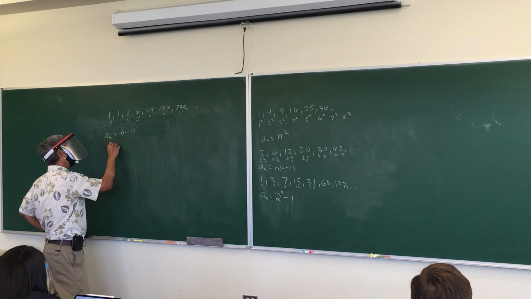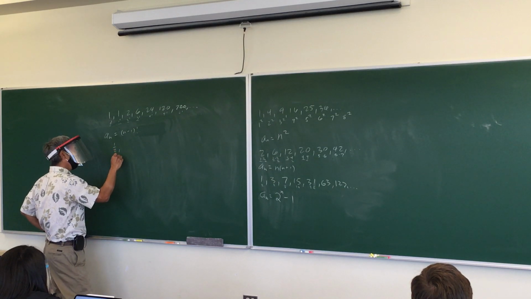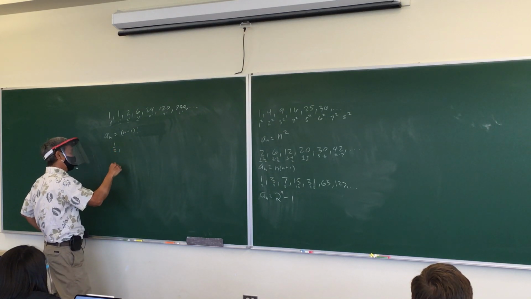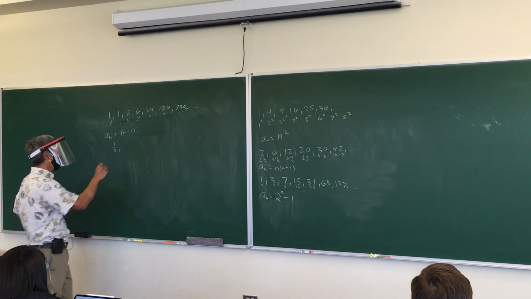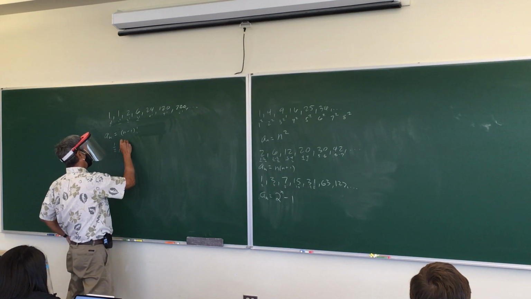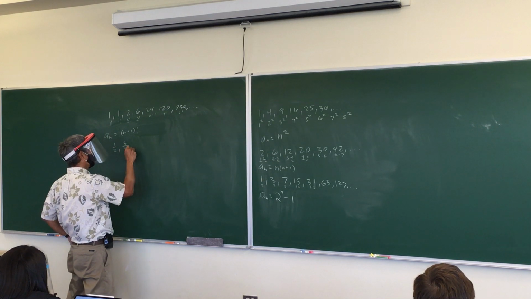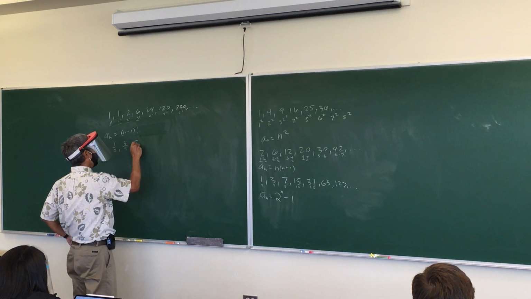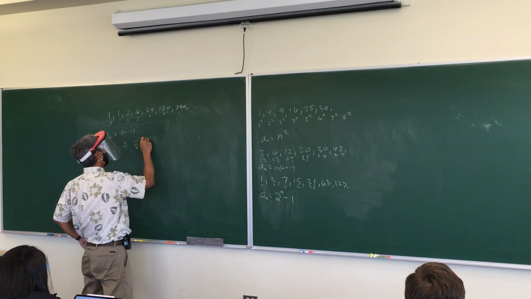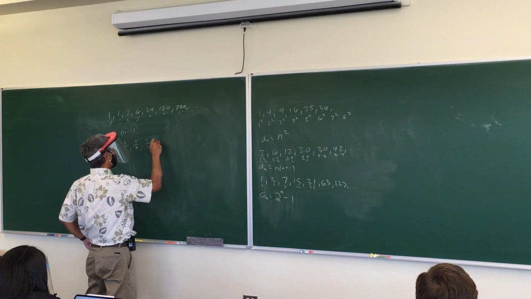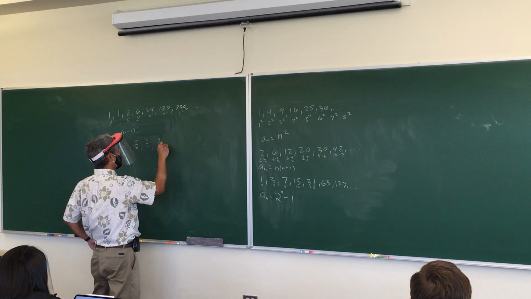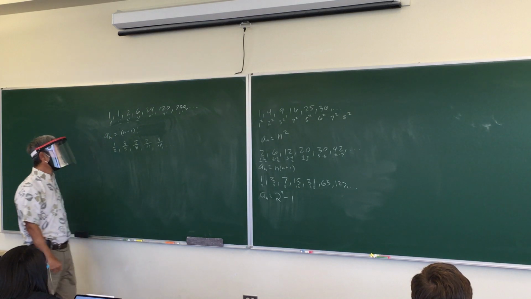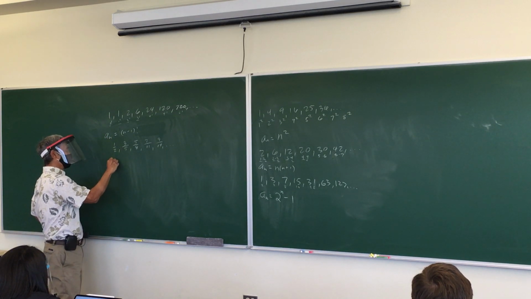Okay, maybe we gotta go backwards, yeah? Okay, what about this? 1/2. Okay, we don't want to make it too easy. 1/2, 3/5, 5/8, 7/11, 9/14, dot. What is the explicit formula for this sequence?